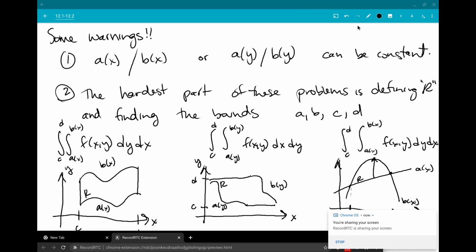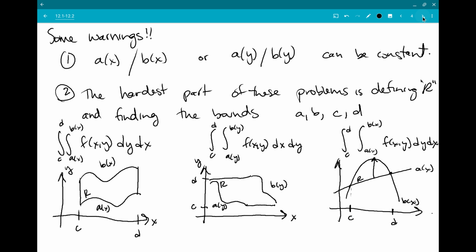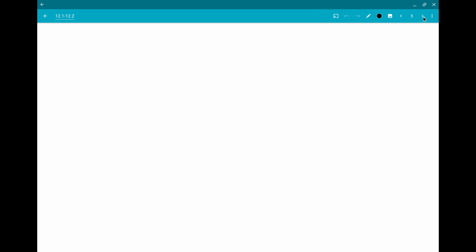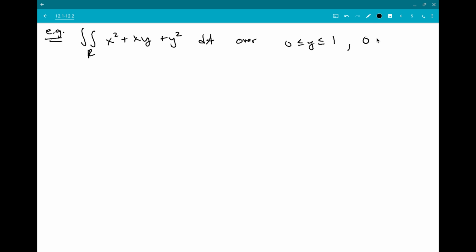Right, now we are going to do our first examples for this section. So let's do one that looks like this. We want to evaluate over the region R the function x squared plus xy plus y squared with respect to two variables, where our region is given by y is between 0 and 1, and x is between 0 and 2.